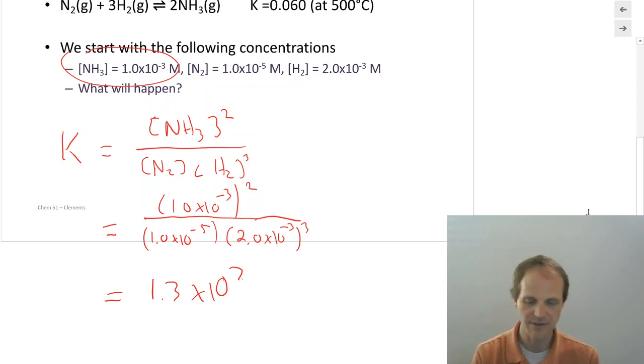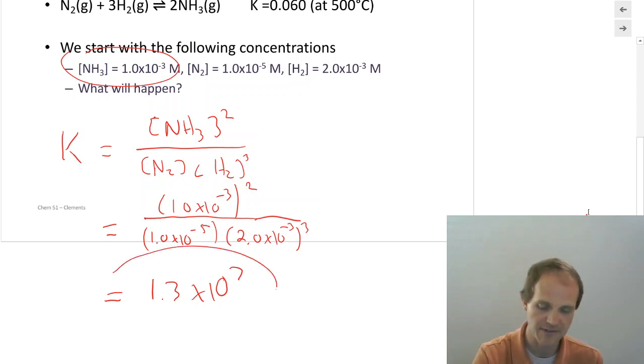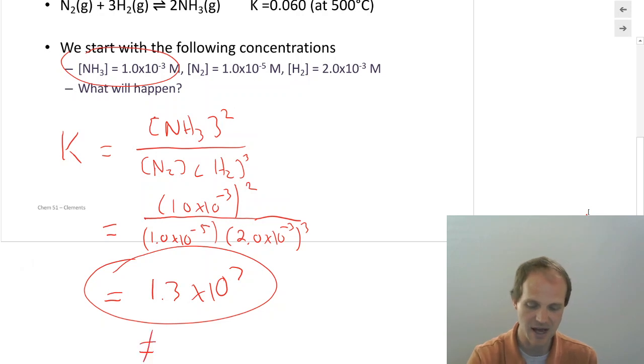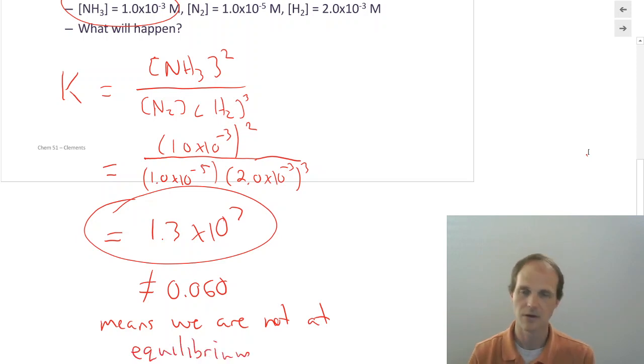And you're like, well, shouldn't I have gotten 0.06? And the answer is, you should have gotten 0.06 if you were at equilibrium. But the fact that we didn't get that, this is not equal to 0.060, means we are not at equilibrium. That's what it means. So we now know that this reaction actually will react in order to come to equilibrium because we got a value that was not equal to our K value.